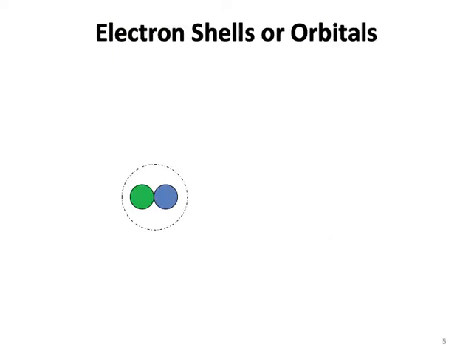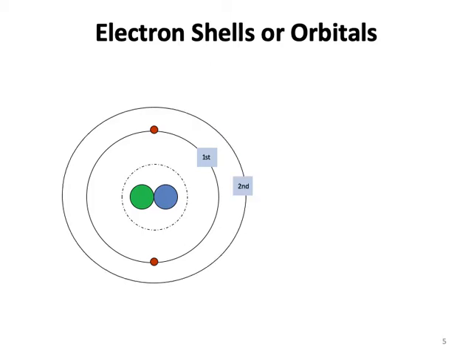I want to say a little bit more about electron shells or orbitals. We're just going to take a generic looking nucleus here and focus on the orbitals. The first shell or orbital can contain up to a maximum of 2 electrons, so it can contain 1 to 2 electrons. If there are more electrons in the atom, then you add a second shell.